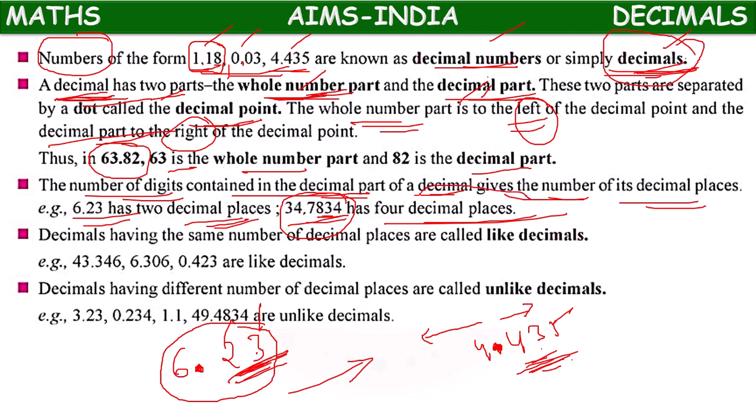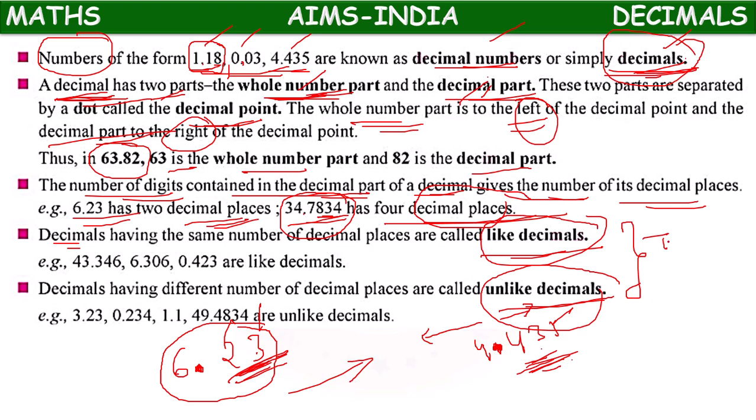So based on the decimal places, we can name the decimals as like decimals and unlike decimals. So like decimals and unlike decimals, these two are the types of decimals, which can be told or guessed by the number of decimal places.